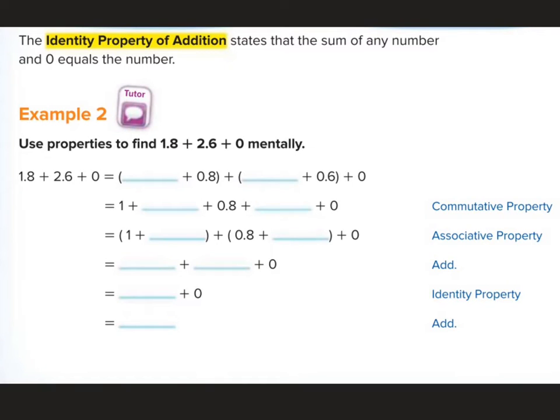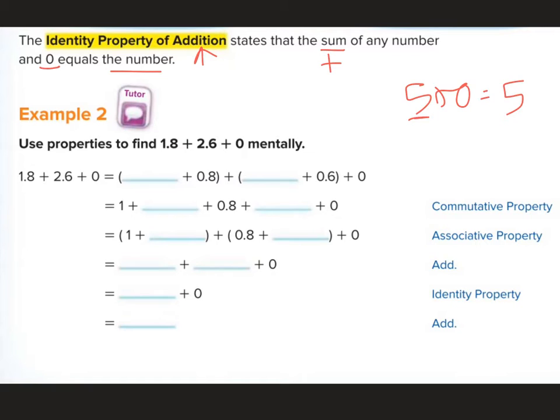The identity, now we're adding kind of a new one in here. The identity property states that the sum, that's the answer to an addition problem, of any number and 0 equals the number. Okay, so if I have 5 plus 0, it equals the number, which is 5. All right, so use the properties to find 1 and 8 tenths plus 2 and 6 tenths plus 0 mentally.